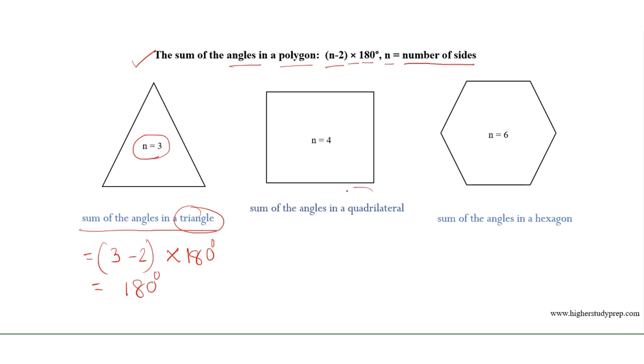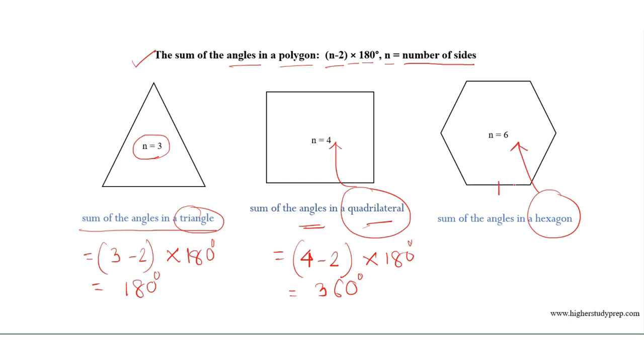Similarly, for a quadrilateral, the number of sides is 4. So the sum of angles in a quadrilateral is equal to (4 − 2) × 180 degrees, which results in 360 degrees. And the number of sides in a hexagon is 6: 1, 2, 3, 4, 5, 6. So the sum of angles in a hexagon is equal to (6 − 2) × 180 degrees, which results in 720 degrees.